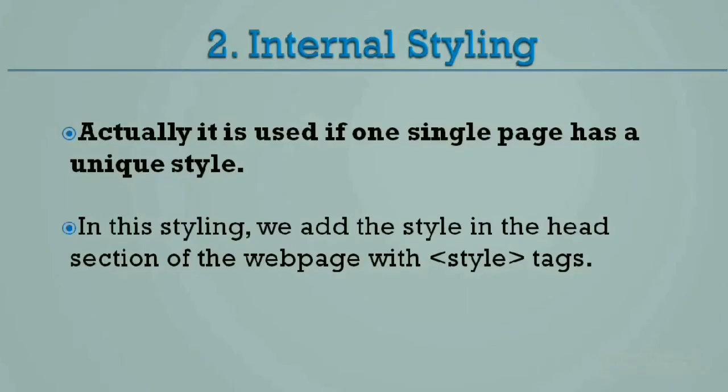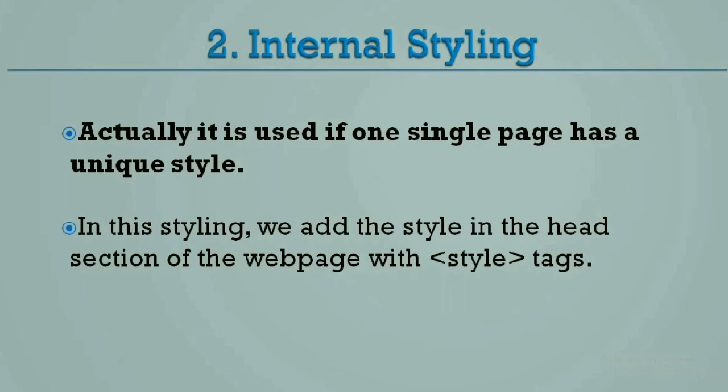Next, that is the internal styling. Actually, it is used if one single page has a unique style. Means if you want to change the style of a single page, then you can change the style with the help of this type of styling. Basically, these two types of styling, external and internal, are used in styling the HTML code.